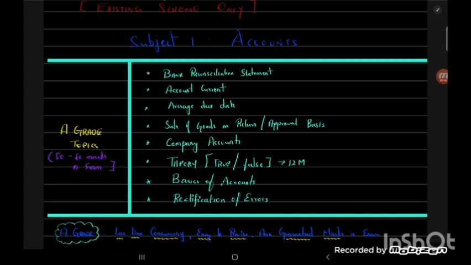When completing these topics, all these topics are very small except for company accounts. Company accounts is a little lengthy topic, but for sure, in every attempt, at least one question for 10 marks will come from this topic. So, this is why I have added this in the A grade topics list. All the other topics will be very easy and small.